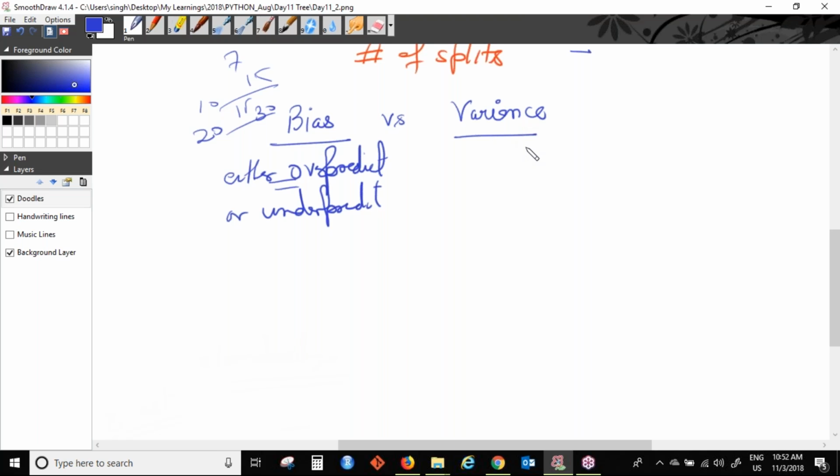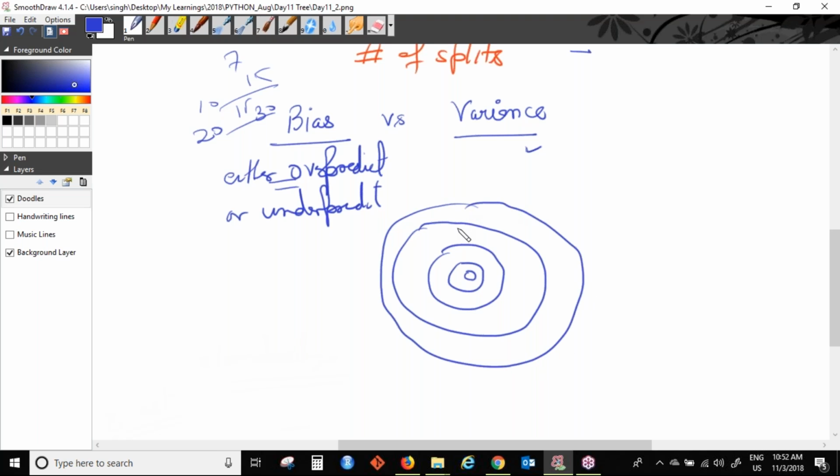Now, what is a high variance model? Variance is how wide your output is, or how much your output varies. This is best understood with a bullseye. Let's say this is a bullseye, and this is your actual value, the target. What will be a high bias model? A high bias model will be a model which predicts totally away from the target. This is a biased model. It is predicting away from the target.